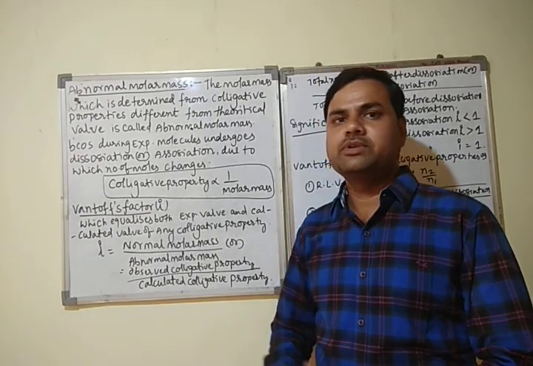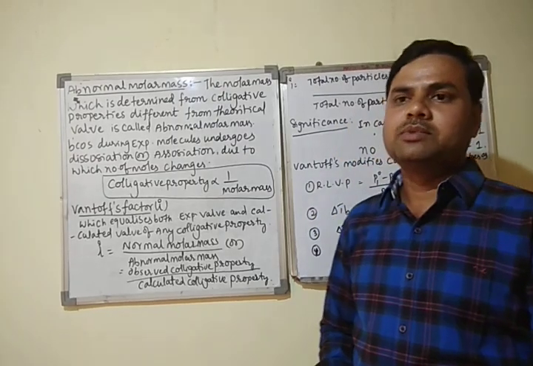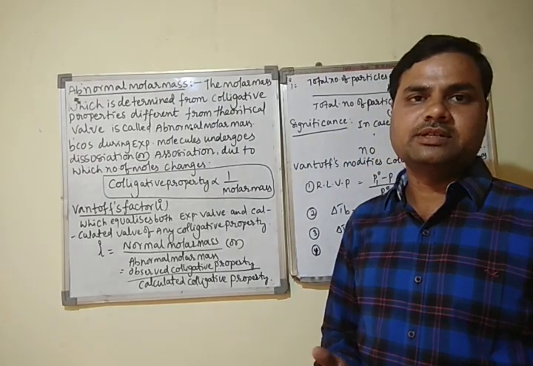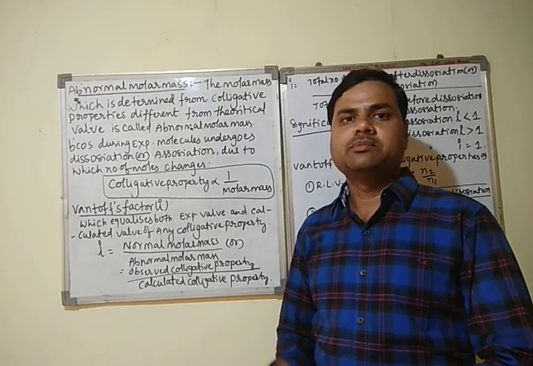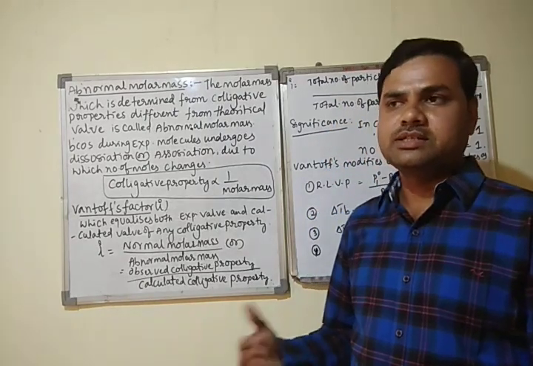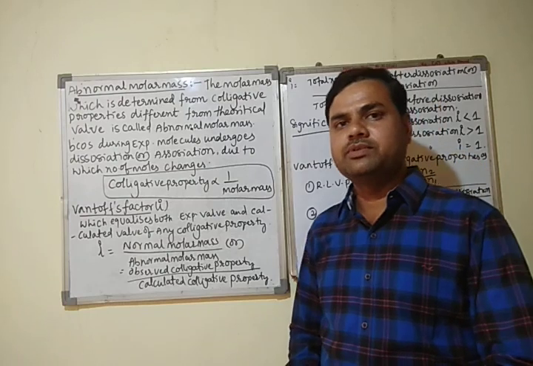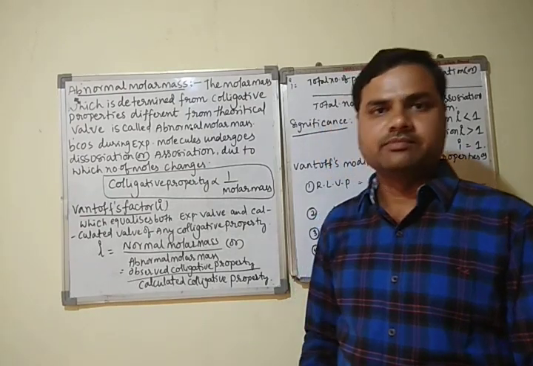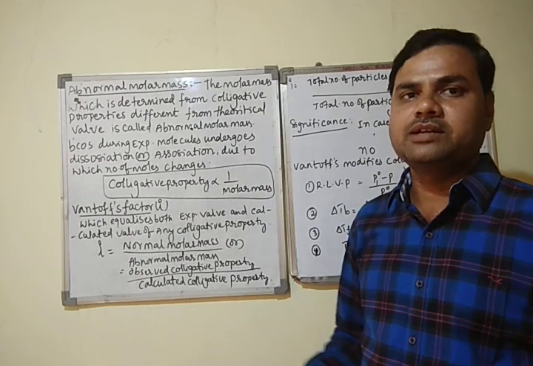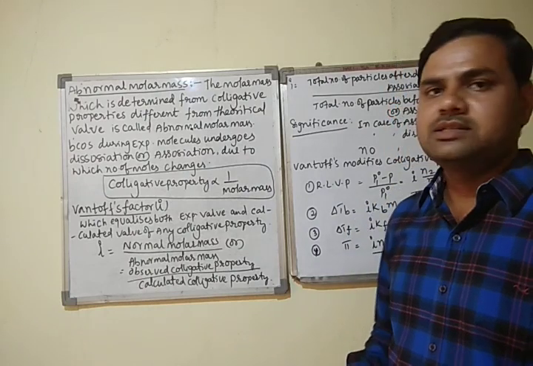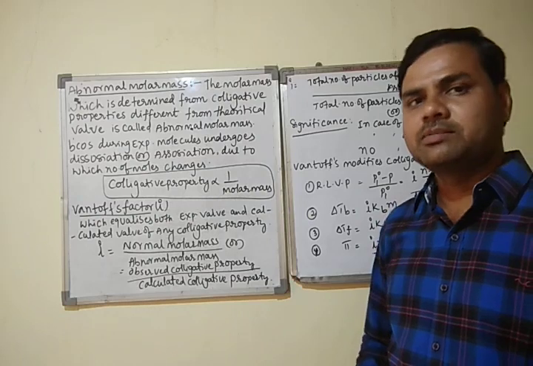For example, if you take the molar mass of HCl, how much? 36.5, because hydrogen is 1, chlorine is 35.5, and by adding these two values you will get 36.5. For example, sodium hydroxide, how much is the value? 40. The molar mass which is calculated just by the theoretical value is called the normal molar mass or simply the molar mass.